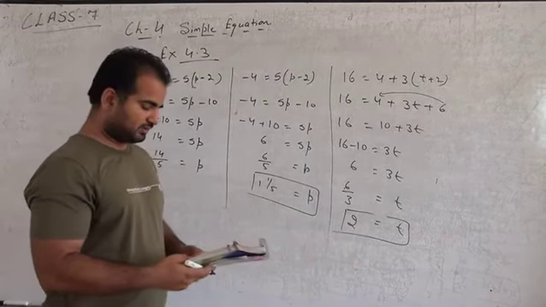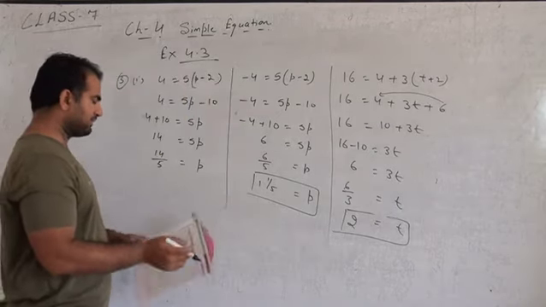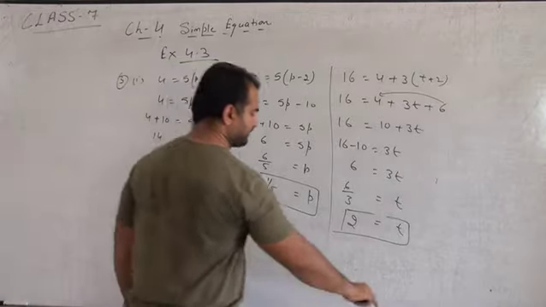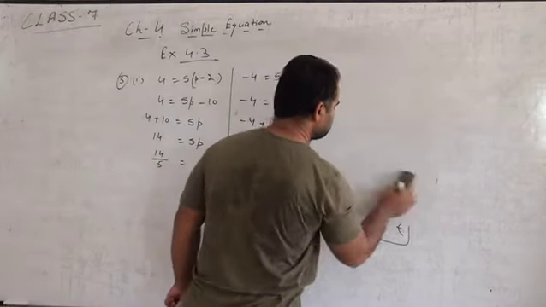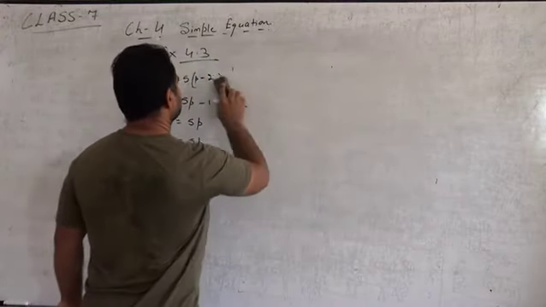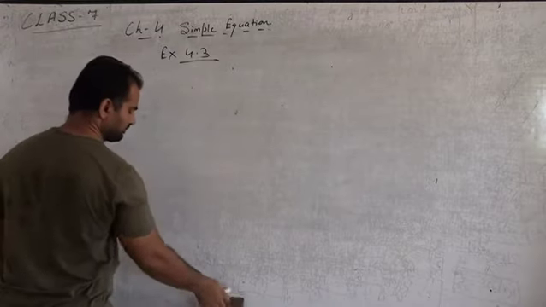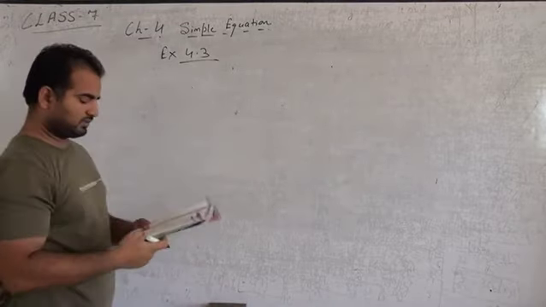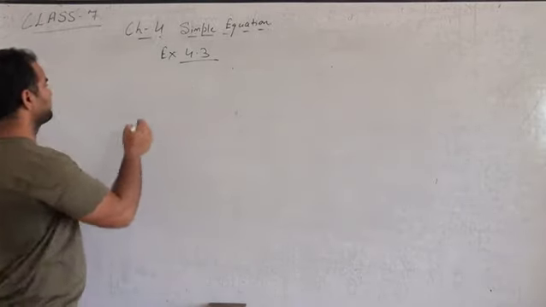Done. Next question is 4 plus 5p minus 1 equals 34.